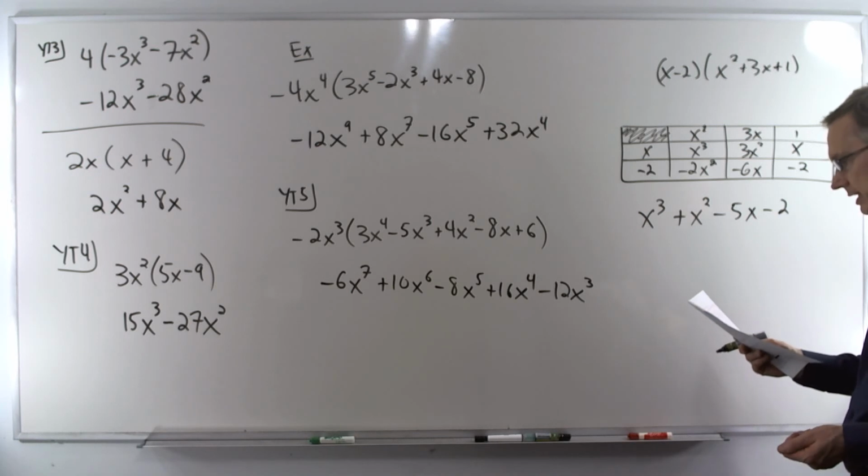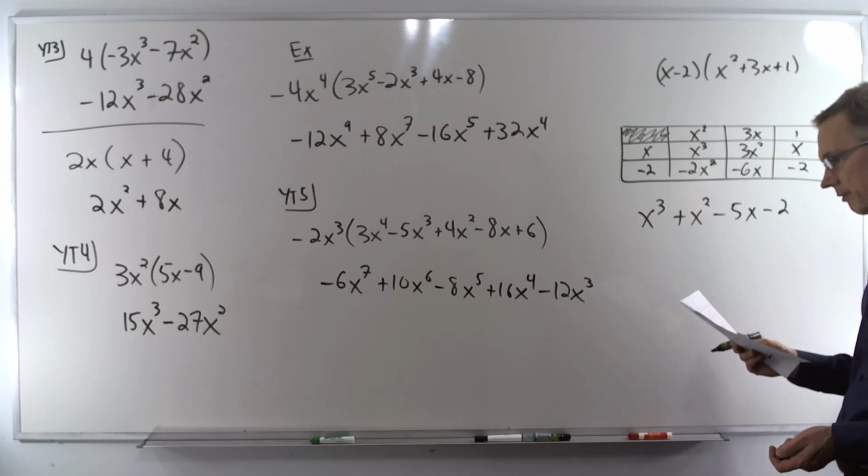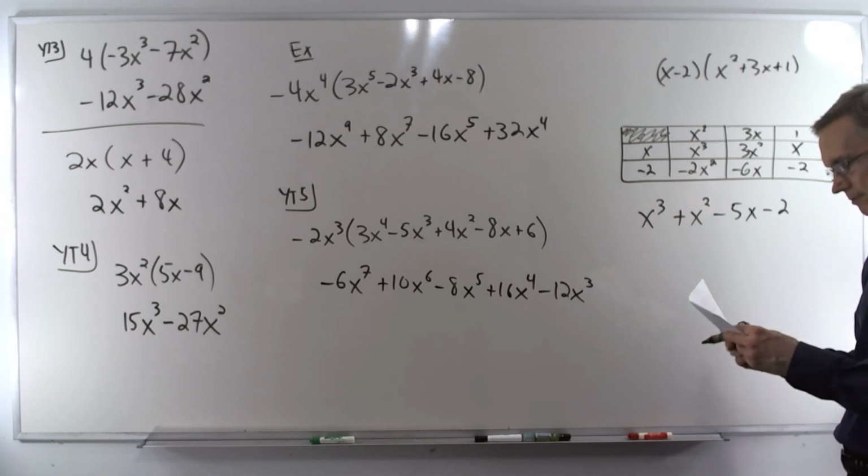All right, your turn, number 6. You can multiply those either with the traditional method or using the table. It's your choice.